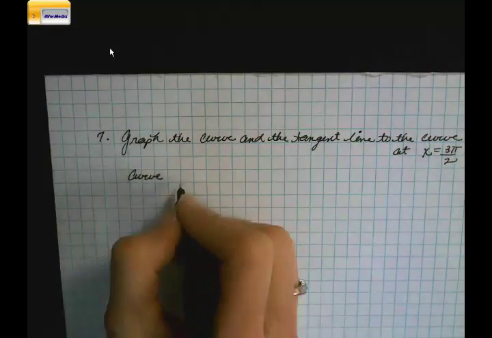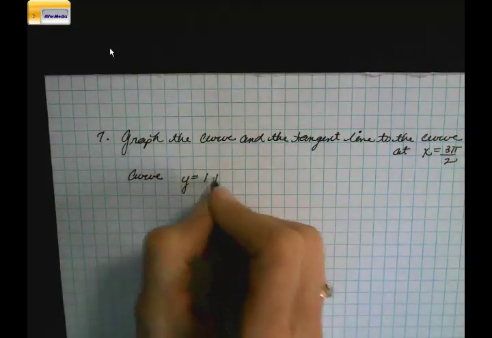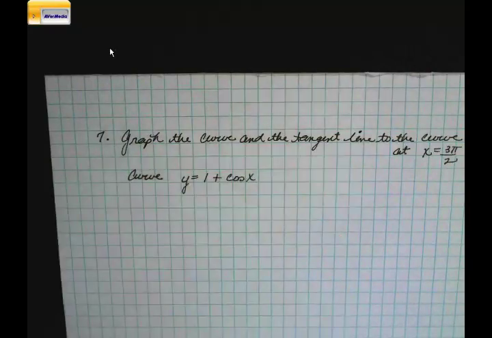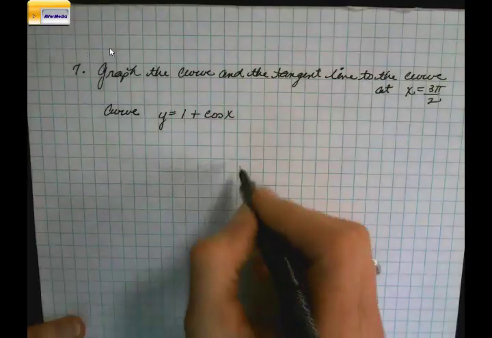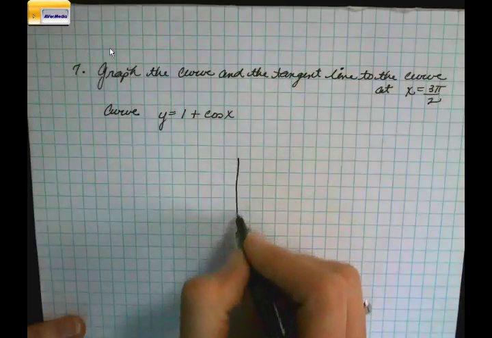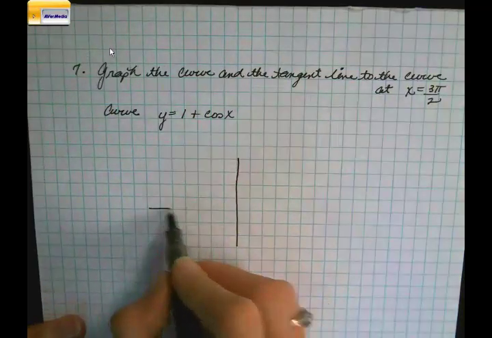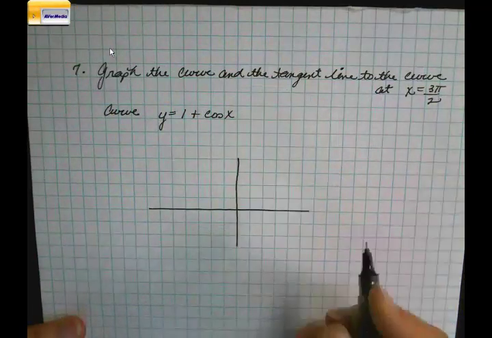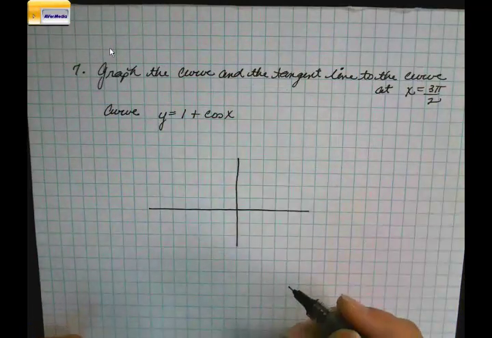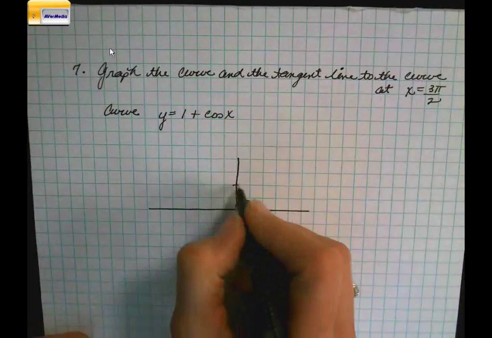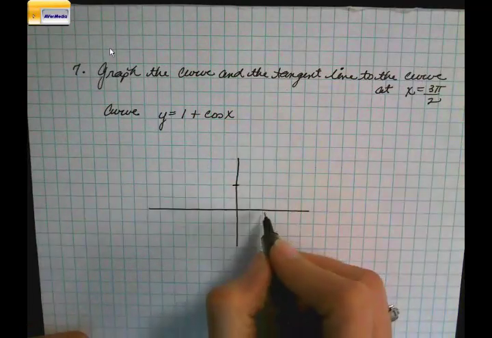Okay, so the original curve is y equaling 1 plus cosine x. They want me to graph that curve, and then graph the tangent line to the curve at 3 pi halves. So we've got to find the equation of the tangent line at 3 pi halves and then graph it. So what does the graph of 1 plus cosine x look like? Well, that's cosine x lifted 1. Y'all agree? Is cosine x up 1? Okay, so we're up 1.